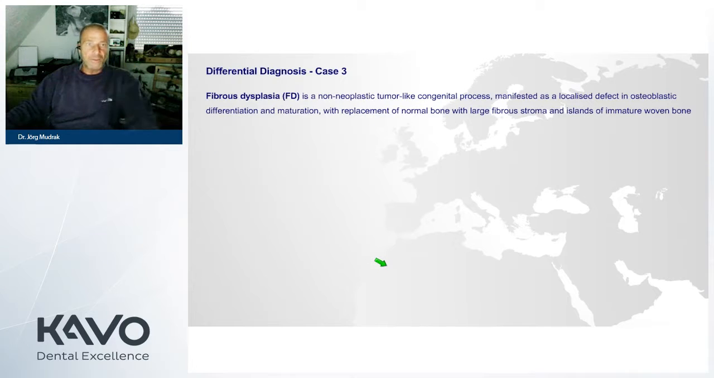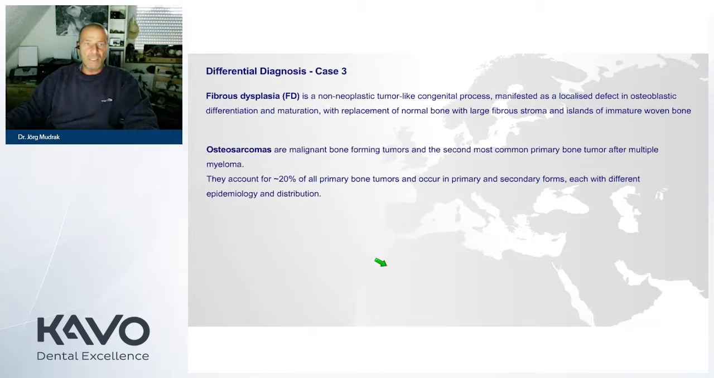Let's take a brief look at the differential diagnosis, the fibrous dysplasia, which is very, very often named as a differential diagnosis. The osteosarcomas, they are really malignant bone-forming tumors, and that's why 40% of you are not that far away. The second most common primary bone tumor after the multiple myeloma, and they account for up to 20% of all primary bone tumors. And there are different forms, primary and secondary. There is a lot more information, of course, that you could gain about this kind of disease, but I did not list all at the end of the day. But of course, if you like, I can send you much more information about this.